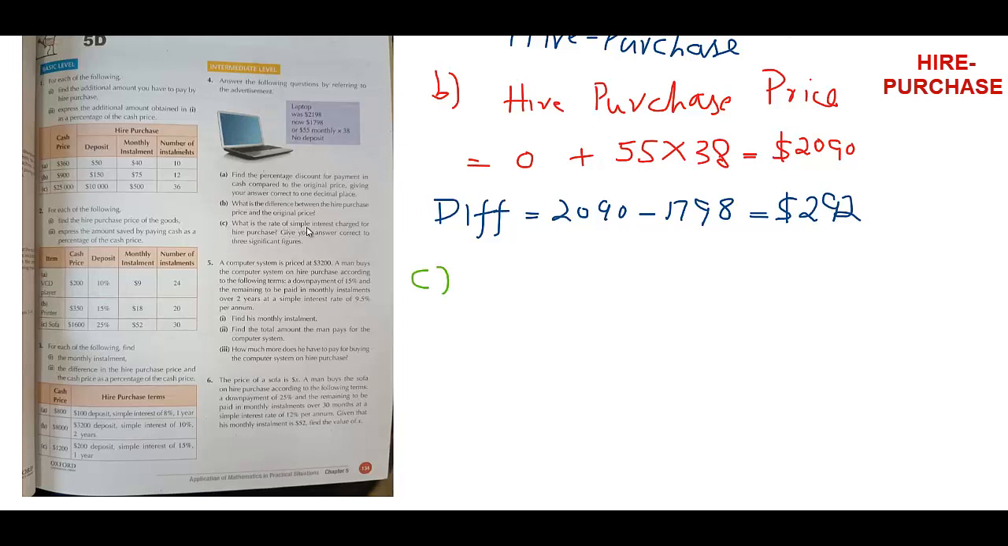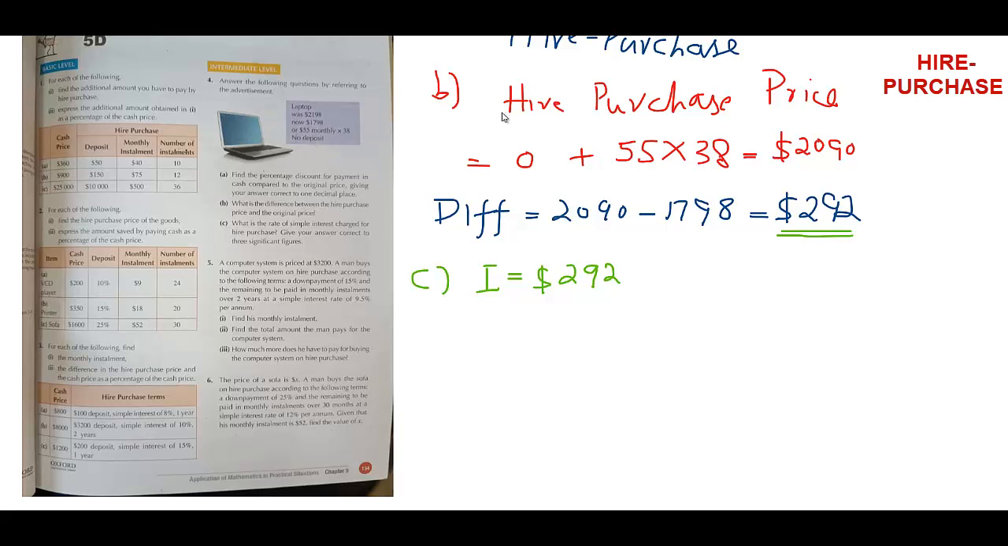What is the rate of simple interest charged for hire purchase? Give your answer correct to 3 significant figures. So this amount is the difference between the hire purchase price and cash price. So this is the simple interest. The interest is $292, and as for hire purchase, you are not paying anything at the start of the transaction.